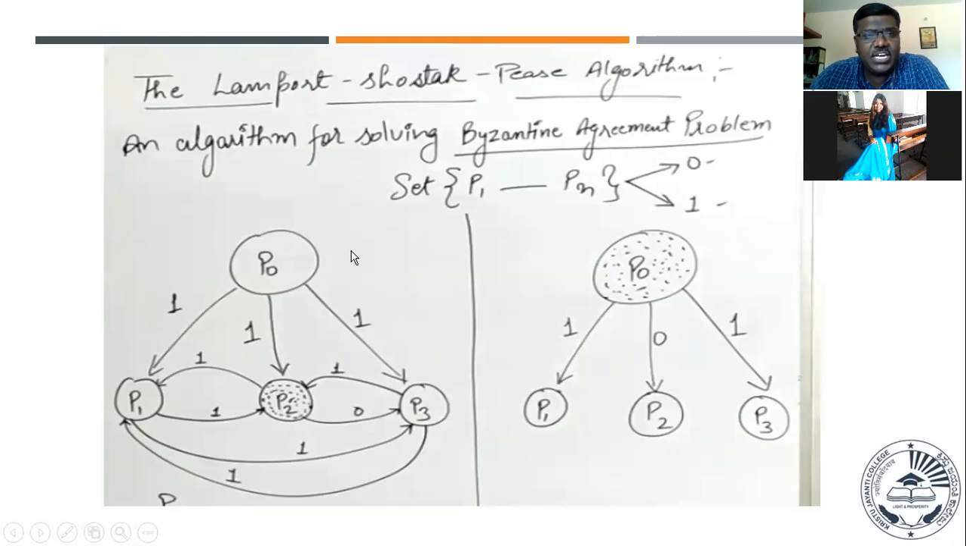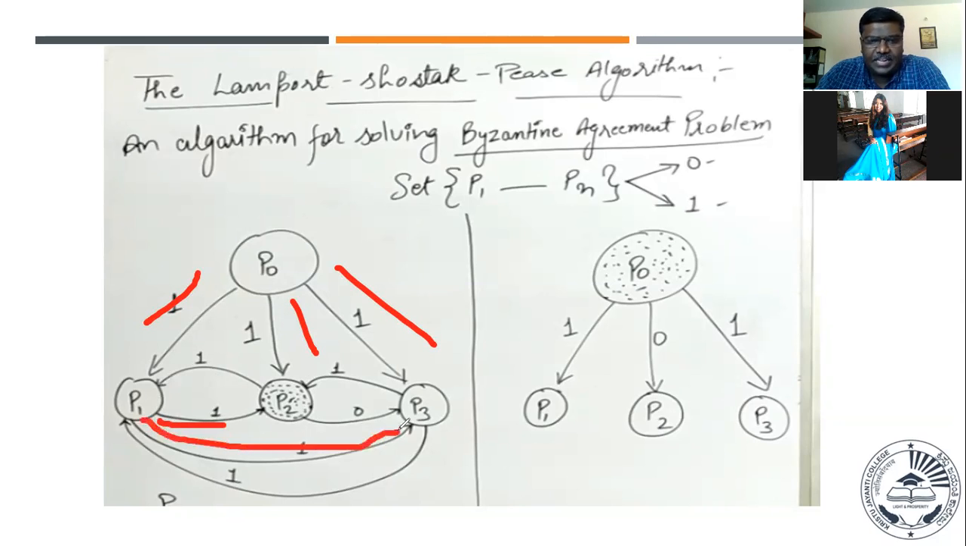How are these communications happening? You can understand here. P0 is sending three ones: he is sending 1, 1, and 1. You can see here P1 is sending 1 to P2 and 1 to P3. And P2, on receiving 1, is sending 1 to one node and 0 to P3. So he is sending a wrong value. That is how the faulty nodes communicate to the other nodes.